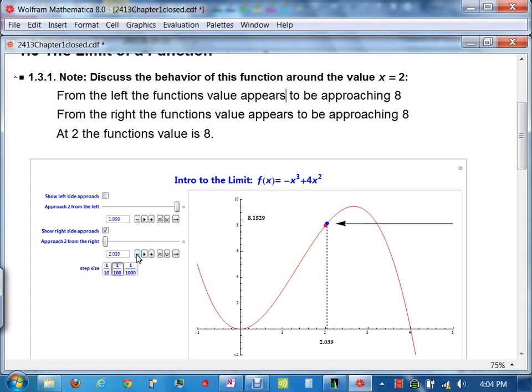But now it's a little bigger than 8. So when I came in from the left, it was a little smaller than 8, getting close to 8. Coming in from the right side, it's a little bigger than 8, but it's still getting close to 8, right? Getting closer and closer and closer. Oh, I went too far. There we go. Pretty close. So it would appear, right? The appearance is that if I come in from the left or from the right, it appears that the function is approaching what? 8. So at 2, the function's value is 8.